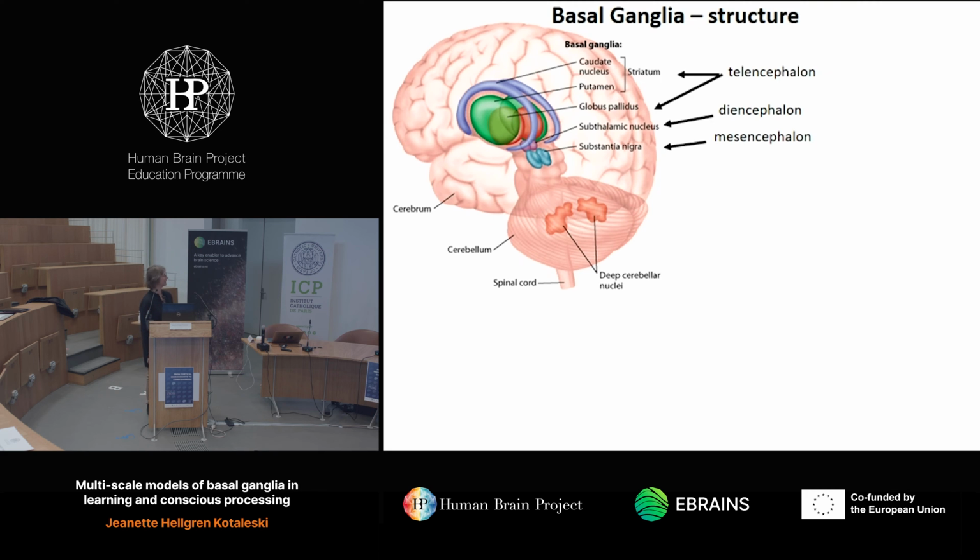I'm not aware that everyone knows so much about the basal ganglia, so just some basic facts first. The basal ganglia is sitting in the forebrain. This blue and green thing is the input stage. It looks like they are separated, but actually they are also connected. It's just the internal capsule that divides them a bit.